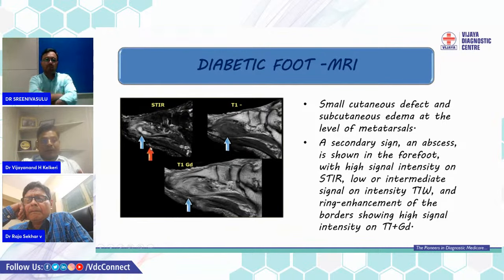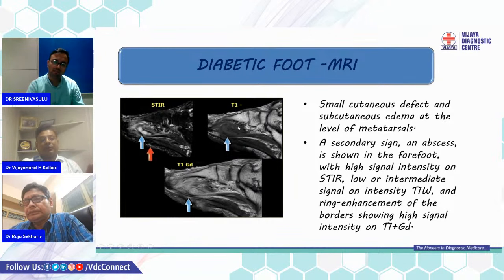In this STIR, what the red arrow shows is the small defect along the plantar surface of the foot. There is a small tract which you are not able to appreciate here, but you can see a well-defined abscess in the forefoot region in the intramuscular planes. You can also see diffuse soft tissue edema around it. Coming to the T1, though the clarity is not very good, you are seeing the edema and diffuse hypointense signals, and a very faint abscess-like area, which is slightly different.